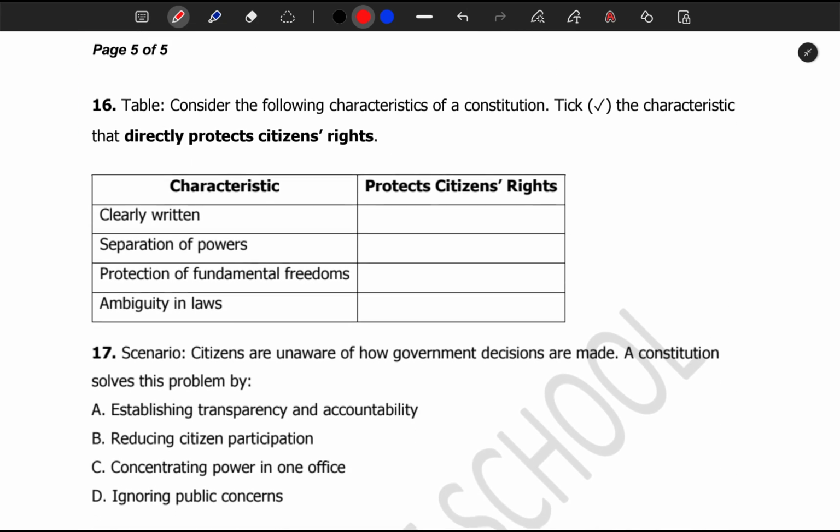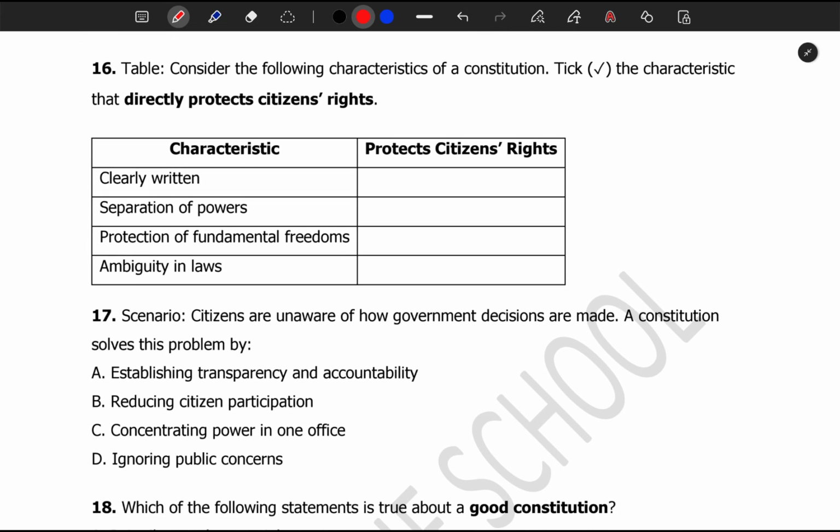All right. Next question. We have 20 questions. Let's go. Consider the following characteristics of a constitution. Tick the characteristic that directly protects citizen rights. So which one here protects citizens' rights? Clearly written. Does clearly written protect the citizens' rights? No. Separation of power?